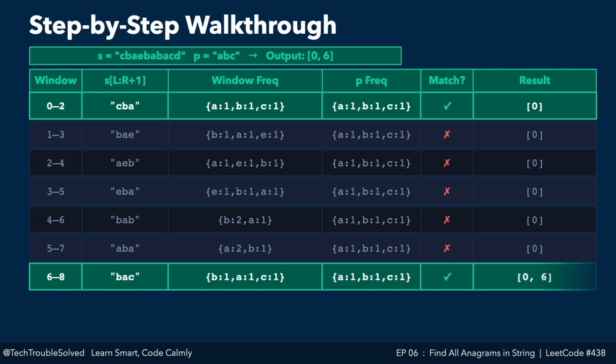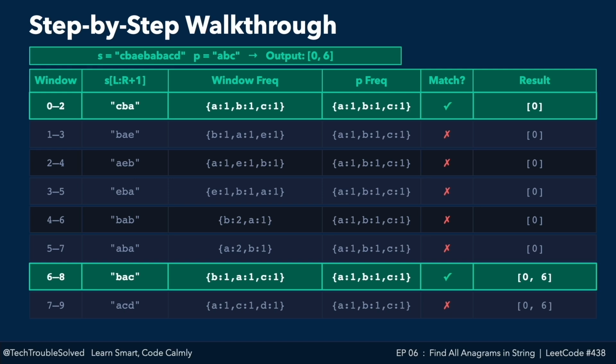Window 6 to 8, BAC. B with one count, A with one count and C with one count. P's frequency map: A with one count, B with one count and C with one count. Match. Result becomes 0 and 6. Last window, ACD. A with one count, C with one count and D with one count. P has a B, not a D, so no match. Final result stays 0 and 6. 8 windows, 2 matches, 1 pass.